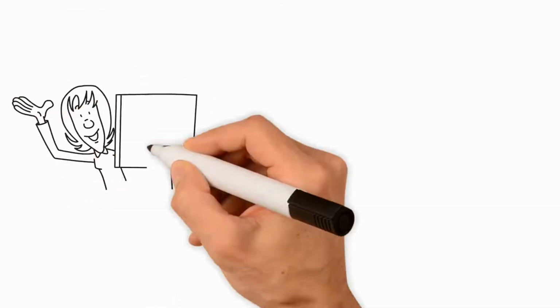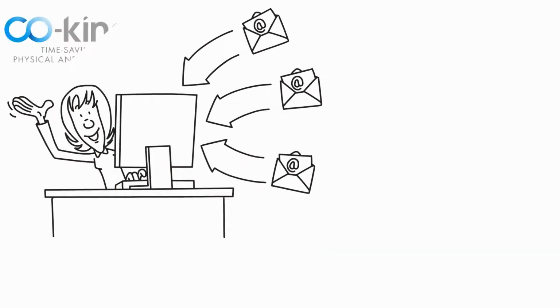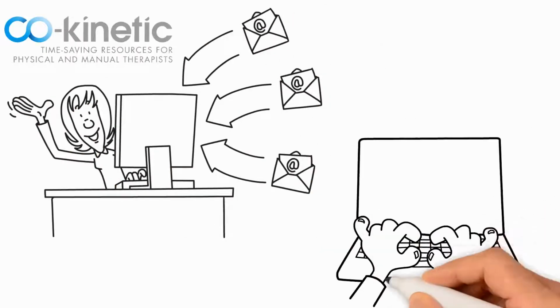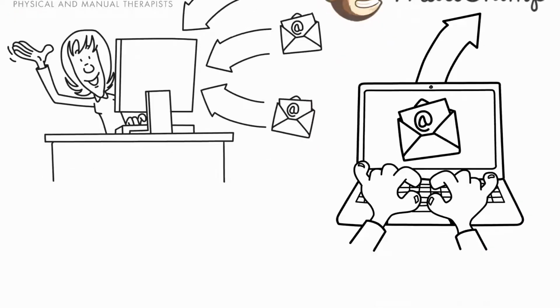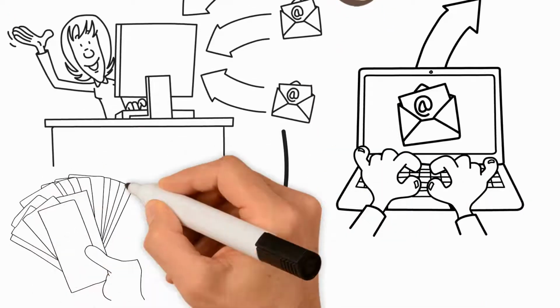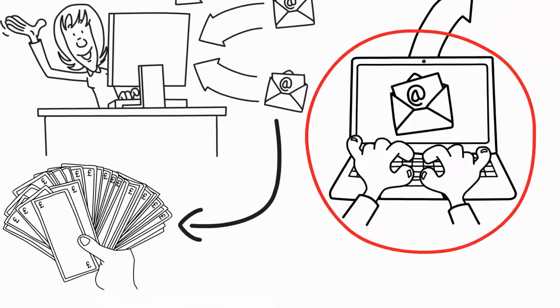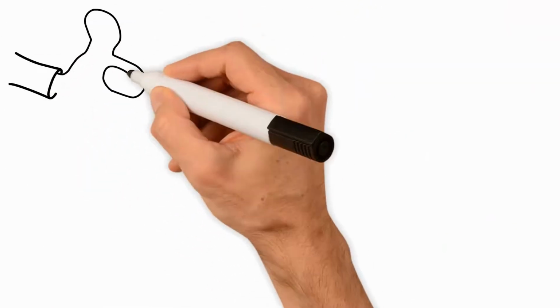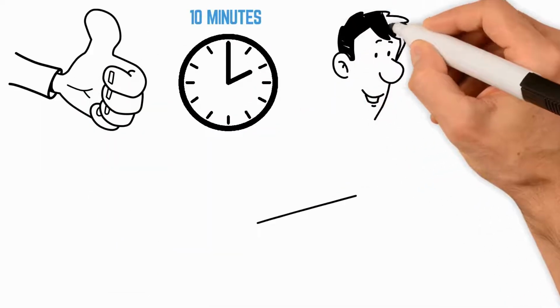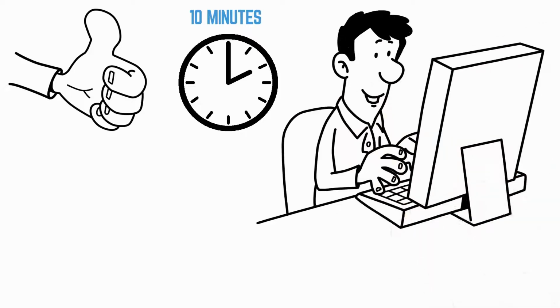We collect these email addresses on your behalf in the Co-Kinetic platform, and we also send them to your MailChimp account if you have one. You can then nurture these new leads into paying customers using our pre-written email templates. The best thing is that each new campaign can be set up in as little as 10 minutes, simply and easily, with literally no technical know-how.